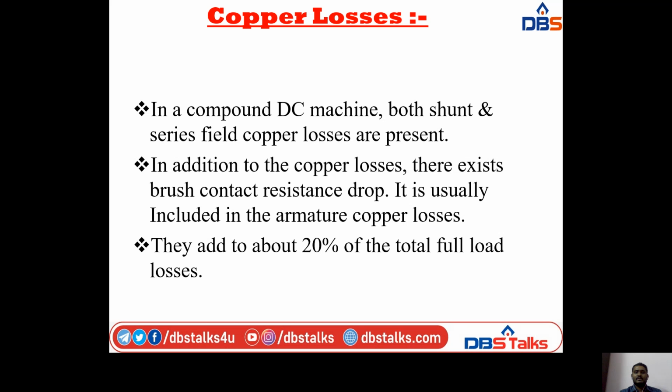In a compound DC machine, both shunt and series field copper losses are present. In addition to the copper losses, there exists a brush contact resistance drop also, which is usually included in the armature copper losses only. They add up to about 20% of the total full load losses. That means in the total full load losses, the copper losses occupy 20%.